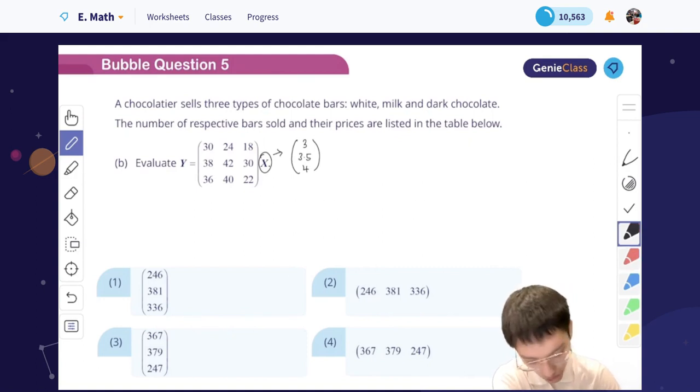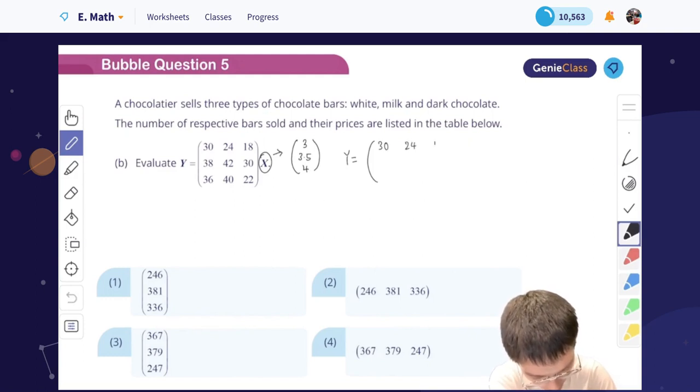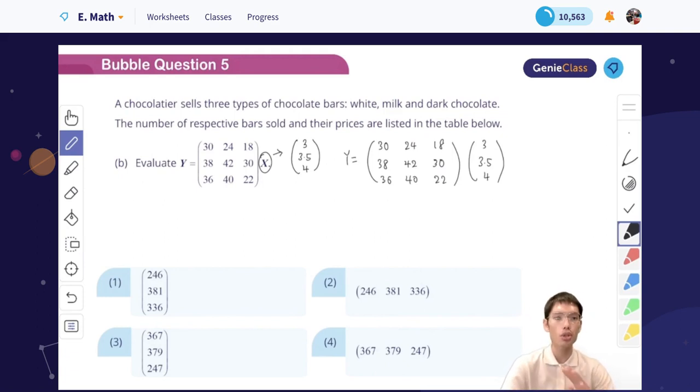All right, that's good. Good to see. This is actually just a recap of your matrix multiplication. 34, 18, 38, 42, 30, 36, 40, 22. And with a 3, 3.5, and 4. Matrix multiply, just make sure you get the correct entries and you should be fine.